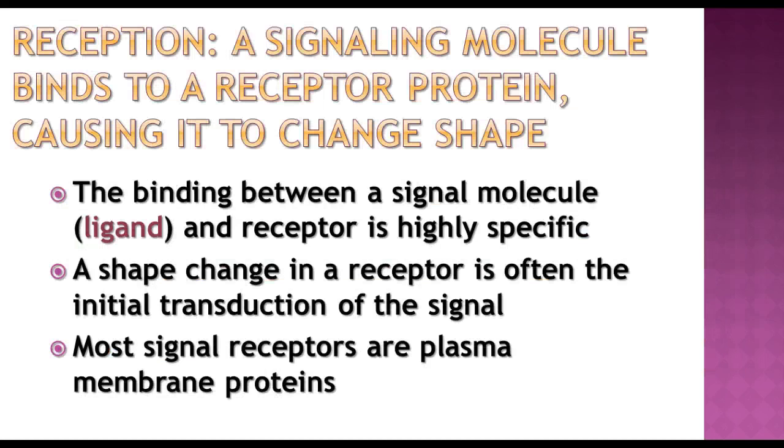Now, in reception, the signaling molecule is going to bind to the receptor, and that's going to cause it to change shape. The signal molecule is called a ligand, and the receptor is very specific, similar to what we saw in the active site of an enzyme for its substrate. When the receptor binds the ligand, then we see a shape change in the receptor, and that's oftentimes the initial transduction. And a lot of these receptors are plasma membrane proteins, although there are some exceptions to that, as we'll see in a little bit.